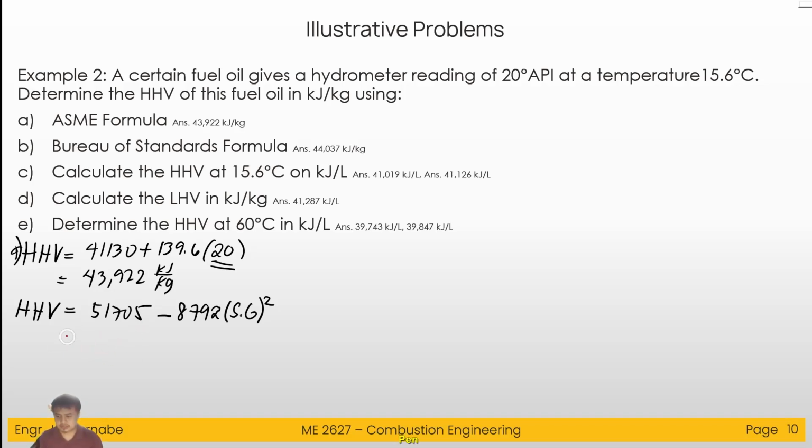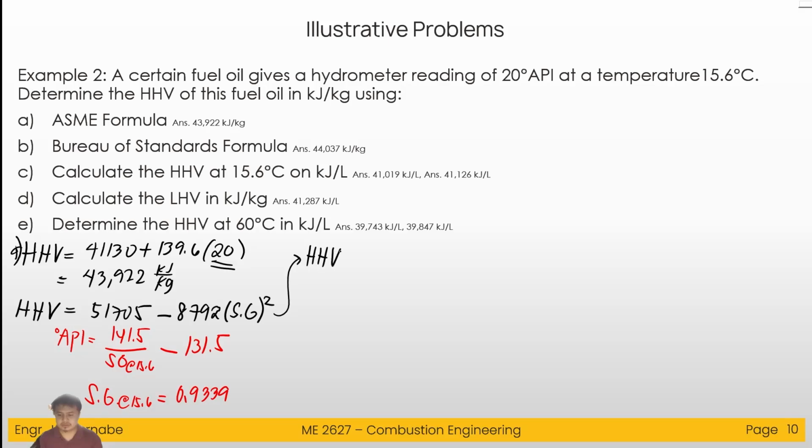So the API is equal to 141.5 over SG at 15.6 minus 131.5. So SG here is, with the API of 20, on the calculator, that should be 0.9339. Okay. So therefore, you can find the high heating value going back to this again. The high heating value can be found to be 44.37 kilojoules per kilogram. Okay.